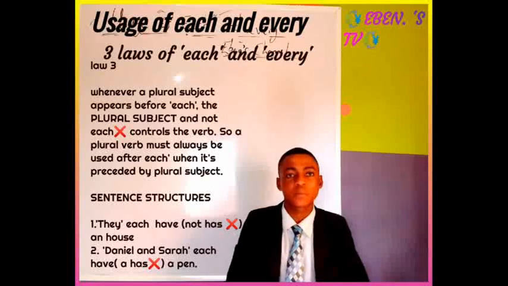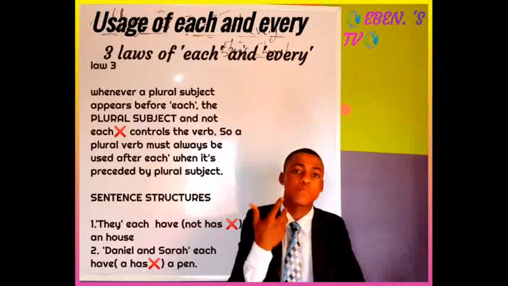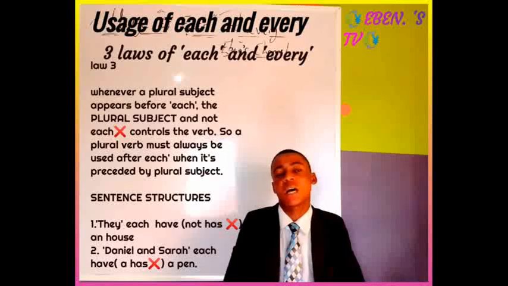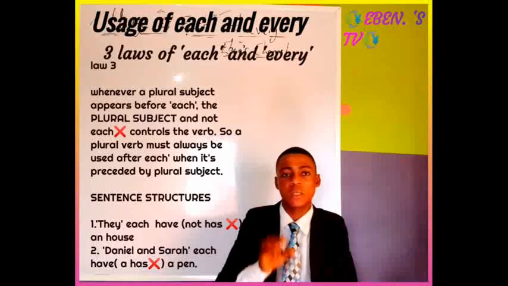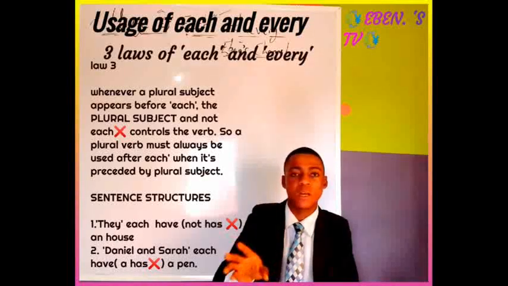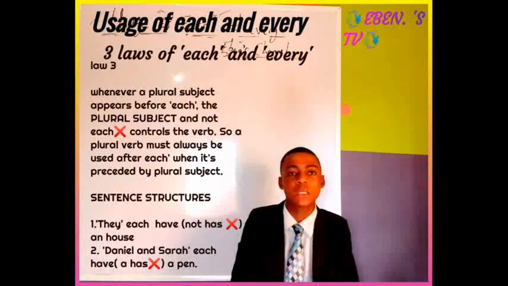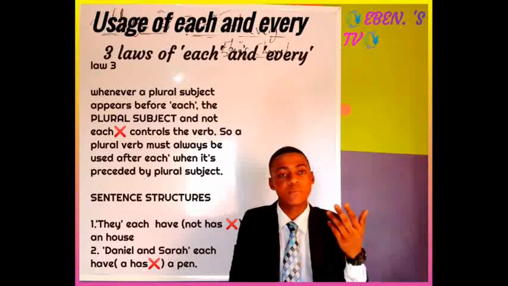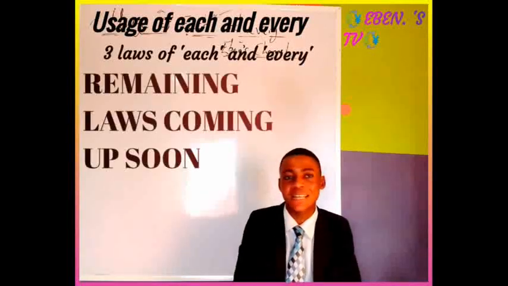The second example is: Daniel and Sarah each have a biro. You observe that I make use of the word have after the word each there, because each doesn't control the verb. The word each could actually be detached, as if it is irrelevant in the sentence. Then you have Daniel and Sarah have a pen. So that's it. Here we come to the end of today's lecture.